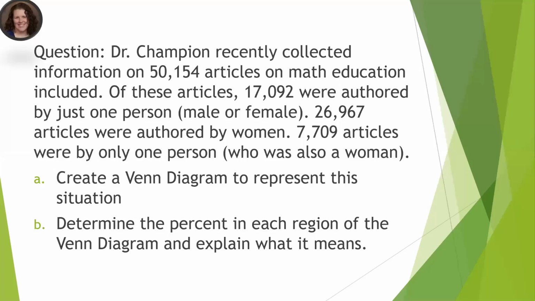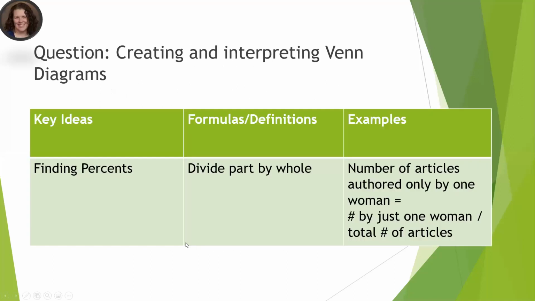Okay, so the second part of the question asks us to determine the percent in each region of the Venn diagram and explain what it means. So first, when we're finding the percent, we're dividing the part by the whole. So in this case, we have the number of articles authored by one woman. And if we're only looking by one woman, we would take that number and divide it by the total number of articles.